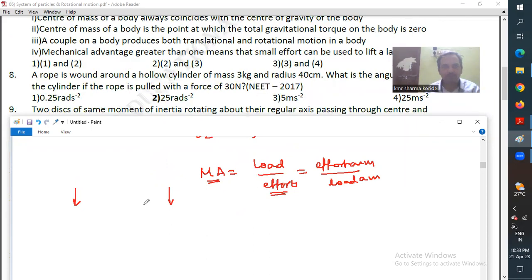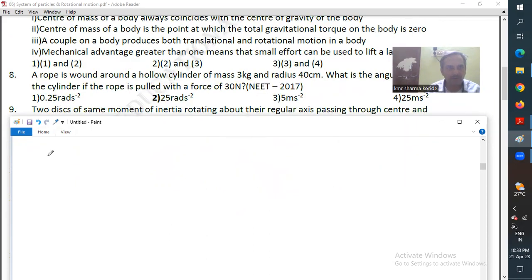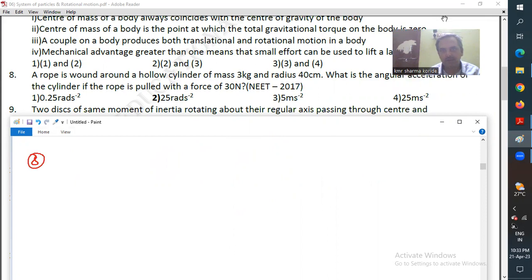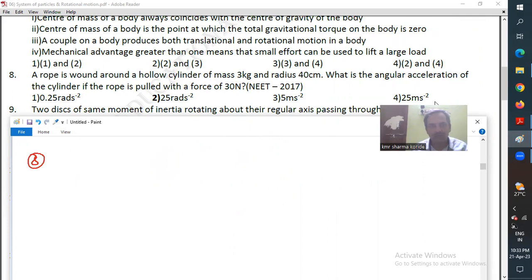Then moving to question number 8. A rope is wound around a hollow cylinder of mass 3 kg and radius 40 centimeters. The angular acceleration alpha is asked, in case the rope is pulled with a force of 30 newtons.